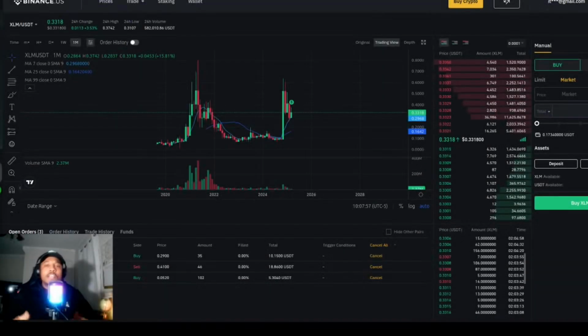All right, guys, that's it on Binance US and some of my thoughts on the XLM blockchain. What do you guys think? Overall, I think it's a pretty solid exchange where you can buy, sell, and trade your cryptocurrencies, also offering you the ability to stake and do over-the-counter trades.